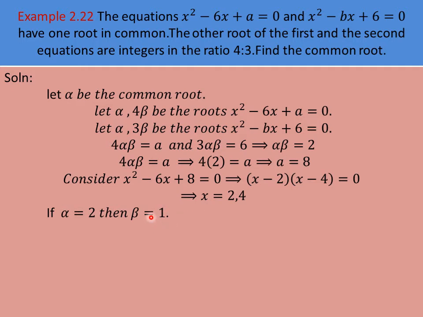So when we replace beta as 1 in these two values, 4 into beta, here we will get the second root as 4. Here the second root is 3. It is an integer value only. It is given the second root should be an integer.